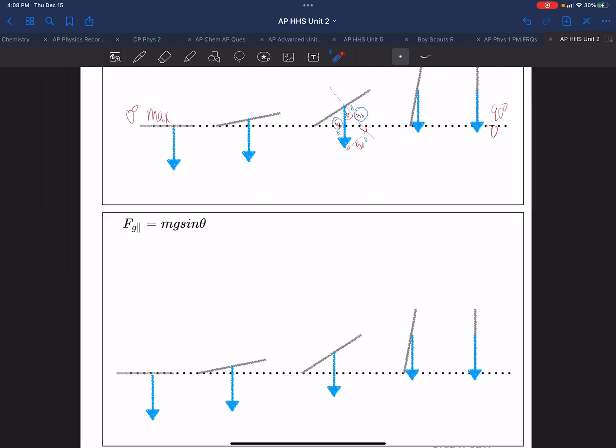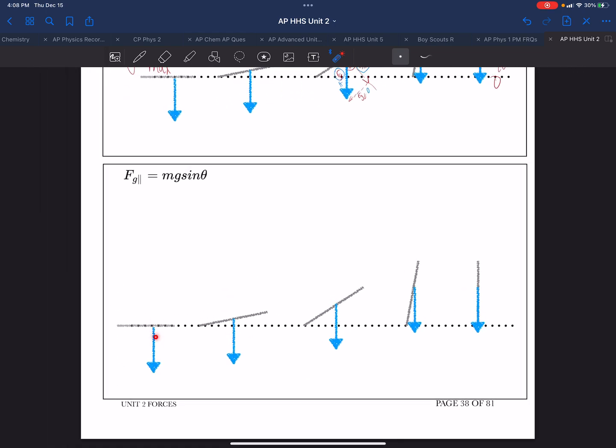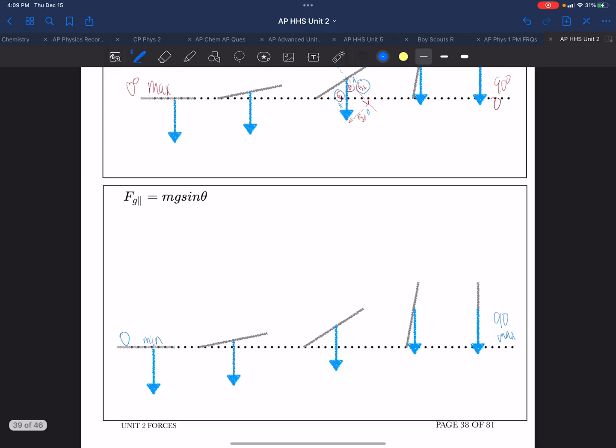So using a similar approach, if we look at the force of gravity parallel, if we consider it when it's 0 degrees, the force of gravity parallel is 0. It's a minimum at 0. And when we get to 90 degrees, it's a maximum. It's all of it. All of gravity is parallel to the inclined plane.